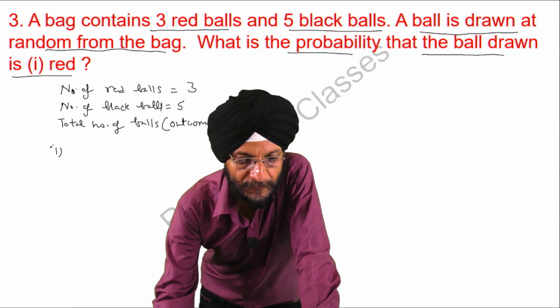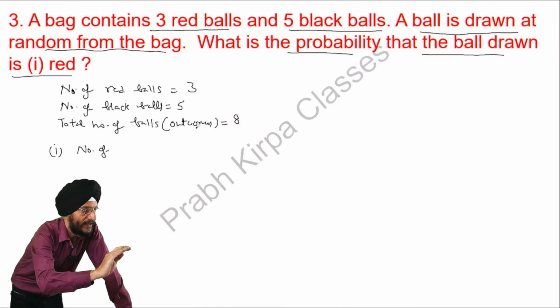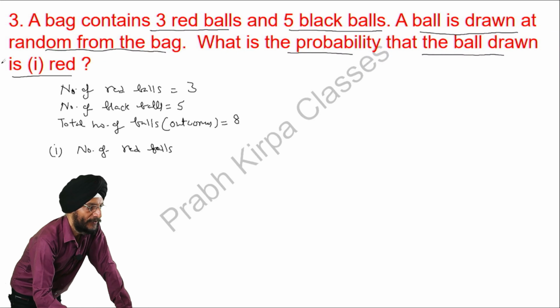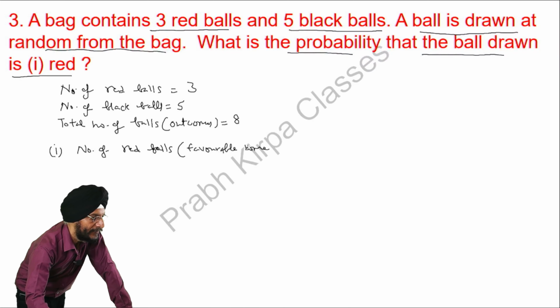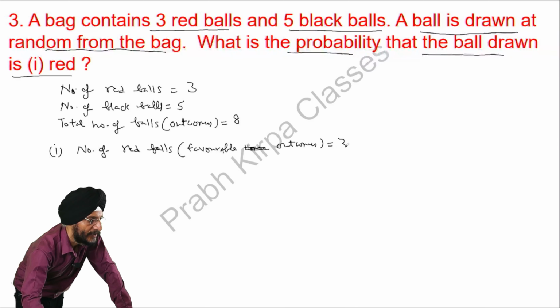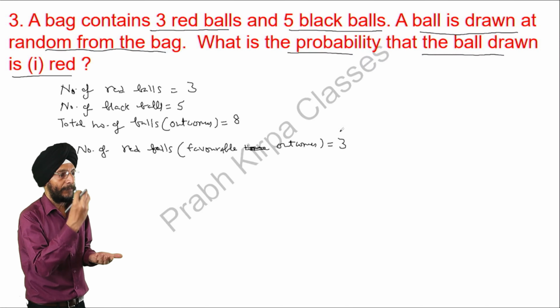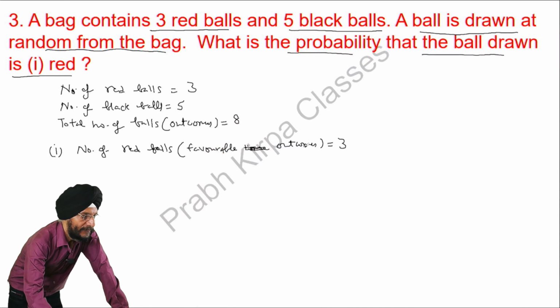Now what we are to find out? We are here to find out the probability that the ball drawn is red. So here, what is the number of red balls? As we are to find out the probability of red balls, so number of red balls means favorable outcomes. Favorable outcomes is equal to 3, because we are to find out how many times there is the probability of getting the red ball. That is, the favorable outcome should be red balls. So here we have written number of red balls or favorable outcomes.